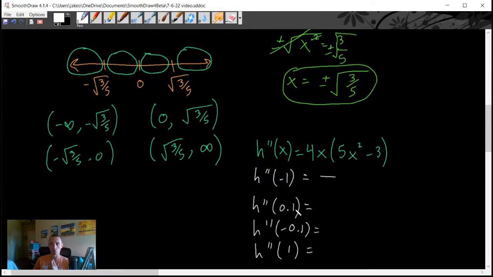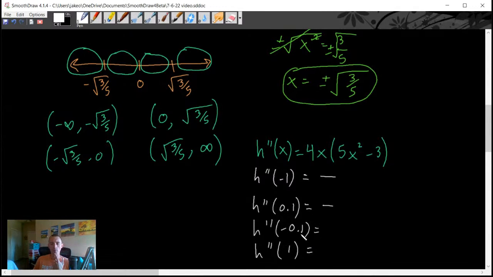So let's do it again with 0.1. 0.1 times 4 is positive. 0.1 squared is going to be 0.01. 0.01 times 5 is 0.05. 0.05 minus 3 is going to be negative. Okay, so we're going to get a negative times a positive is a negative. So we know that we're concave down within the interval that 0.1 came from, which is this one.